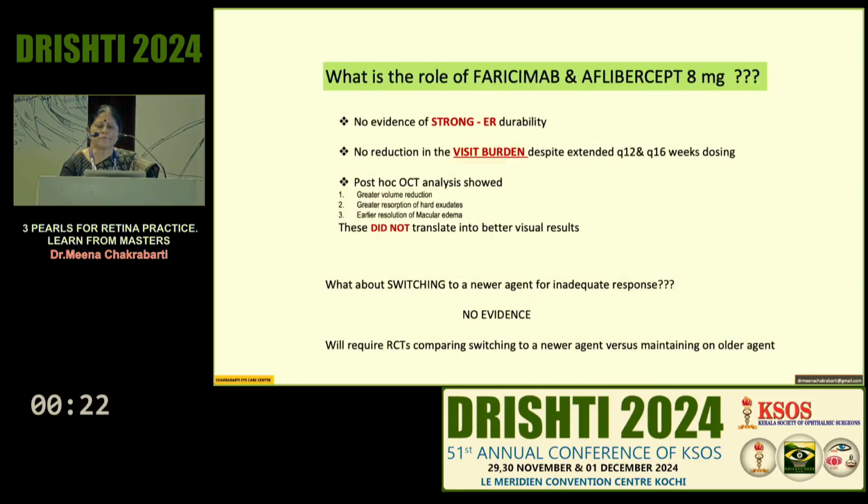So what is the role of faricimab and aflibercept 8 milligram in 2024? They have strong durability, but not stronger durability in the management of diabetic macular edema. They do not reduce the visit burden, even though they have a dosing frequency of 12 or 16 weeks. And although they cause a greater volume reduction and greater resolution of the hard exudates, this did not translate into better visual improvement. And as switching agents, there is no evidence that they do better.